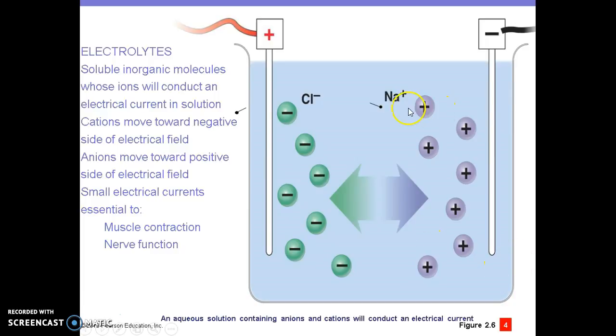Cations. A cation, remember, is a positive charge. See that word cation? See that T in there? It looks like a positive sign. Cations move toward the negative side of an electrical field. So here are the cations. They have moved already in this picture toward the negative side. Anions, remember, A negative, N for negative ion. Anions move towards the positive side. And in our body, this type of movement of ions causes an electrical current, and it's essential for muscle contraction and nerve function.